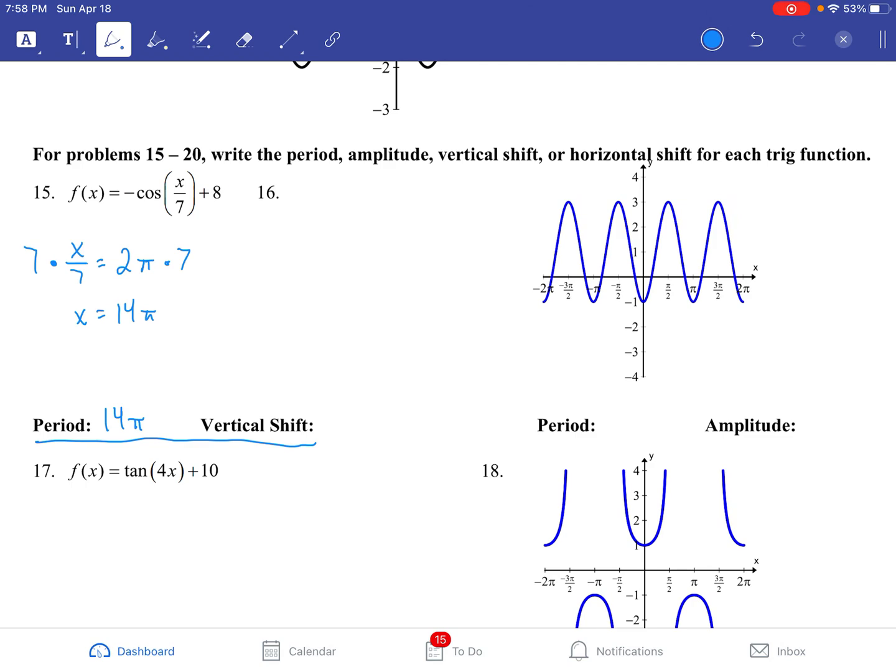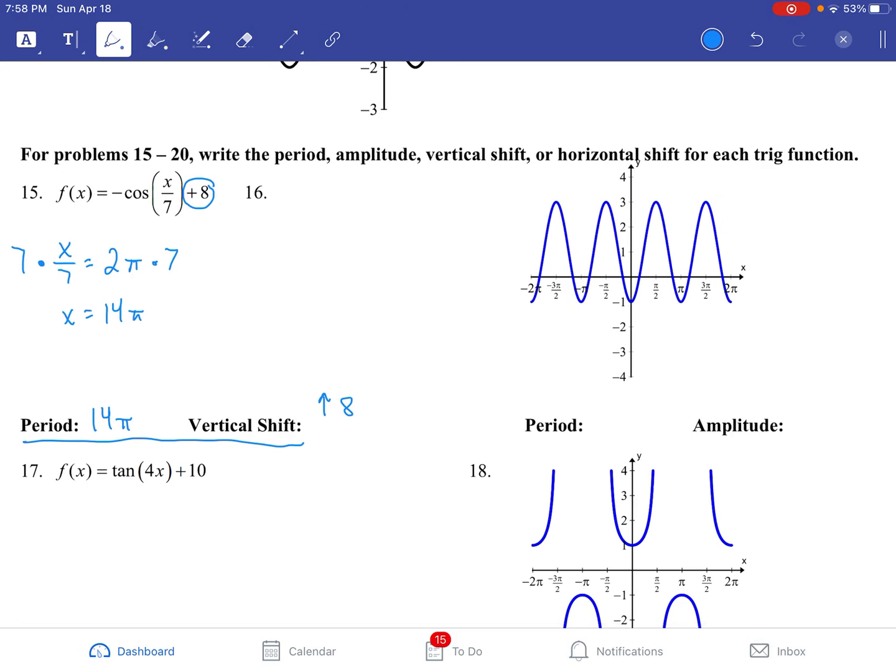As for the vertical shift, this number on the outside is your vertical shift, so you're going up by 8. All right, for this problem, make sure your directionality is correct. You're going up, down, left, or right. All right, put that down on the test.